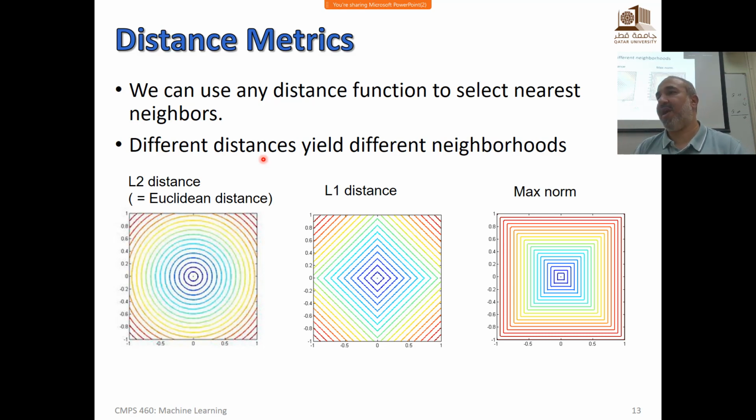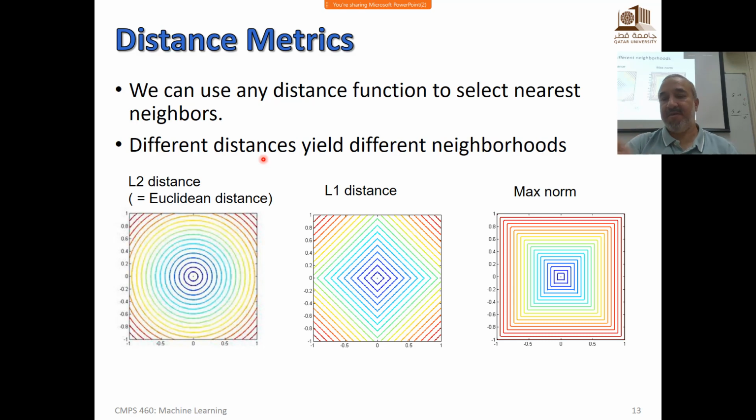There are other ways for computing distances. One of them is called L1 distance, which is simpler than Euclidean. In L1, we just sum the absolute differences: the absolute value of x1 minus x2, plus the absolute value of y1 minus y2. We don't square, we don't take the square root. This is called L1 distance, or Manhattan distance.